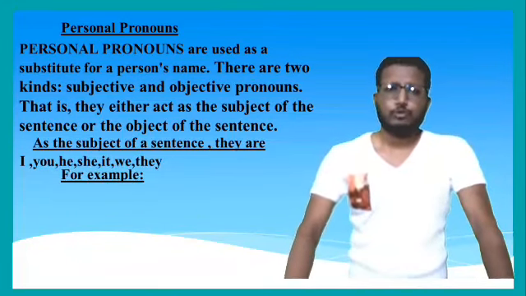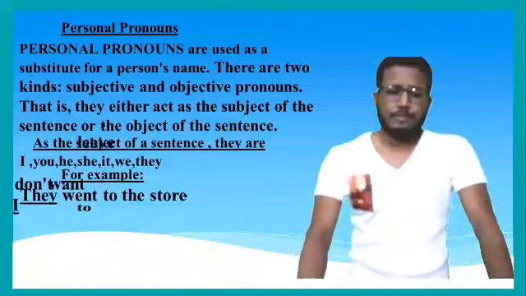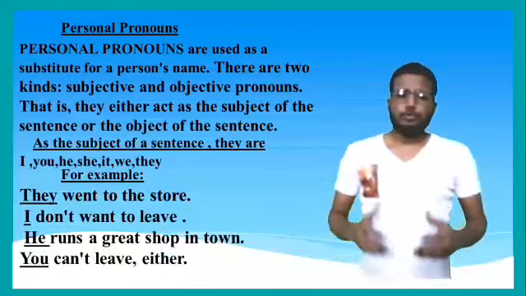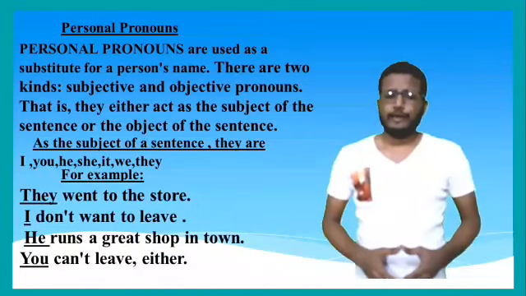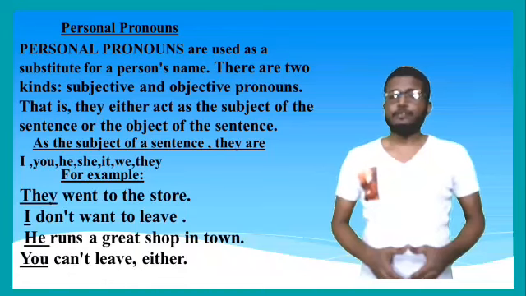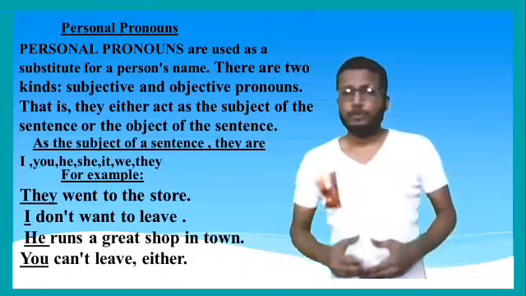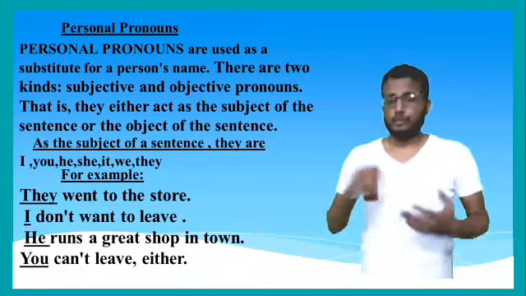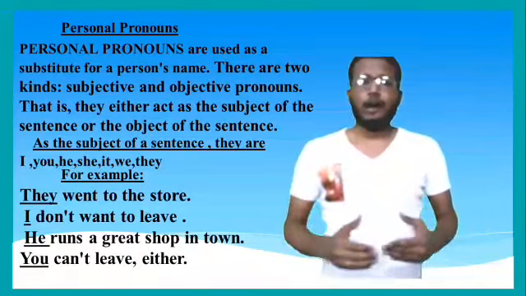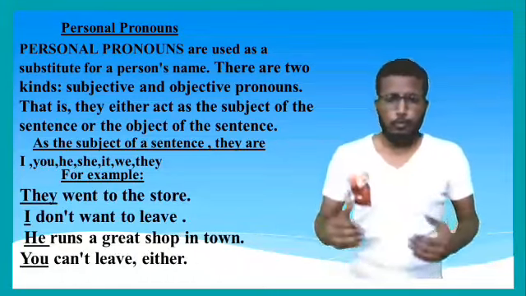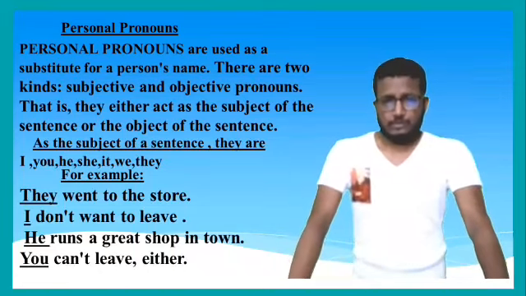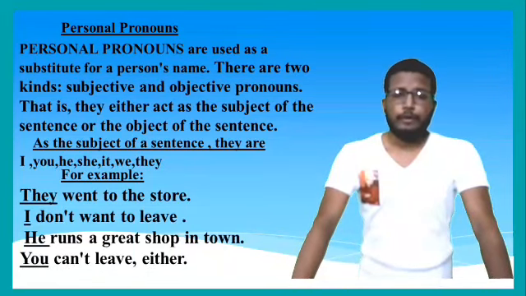So now I have brought you some examples for you. The examples are: they went to the store, I don't want to leave, he owns a great shop in town, you can't leave either. So you can see all the words that are underlined, they, I, he, you, in those four sentences, they are the example of personal pronoun and they are working as subject in a sentence. So now this is the time to show you when the personal pronoun are working as object in a sentence.